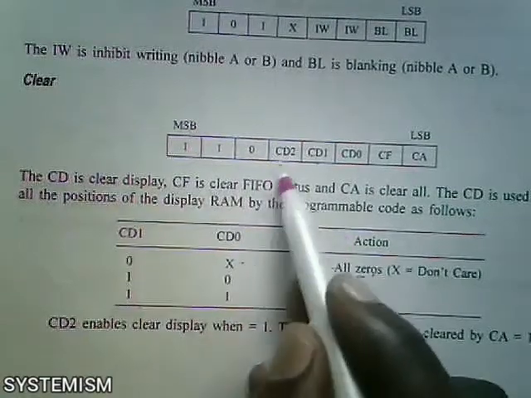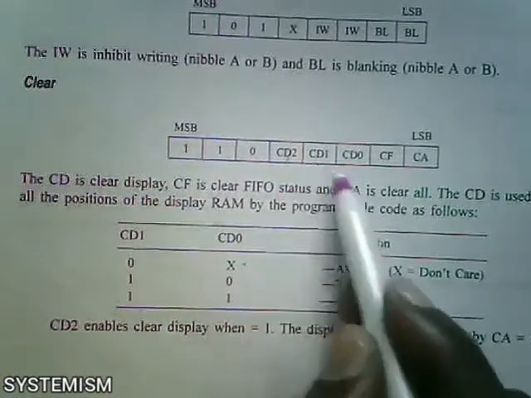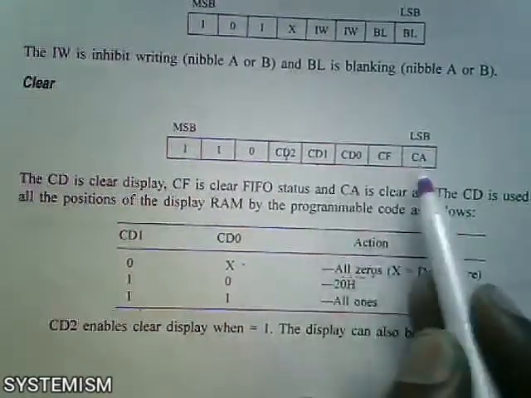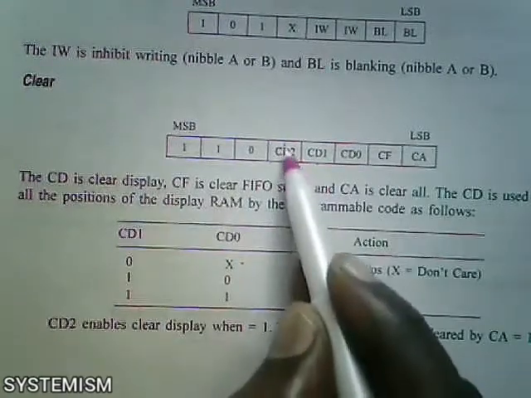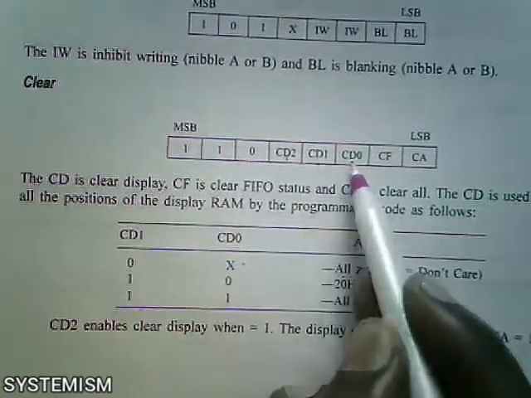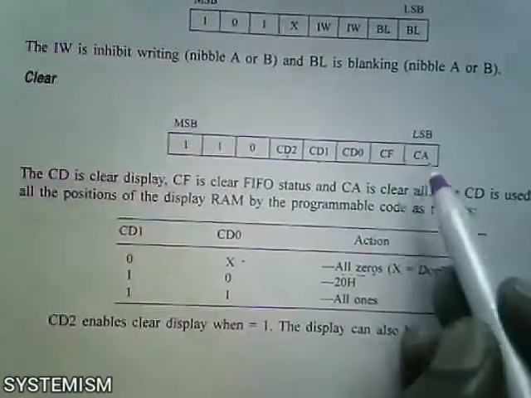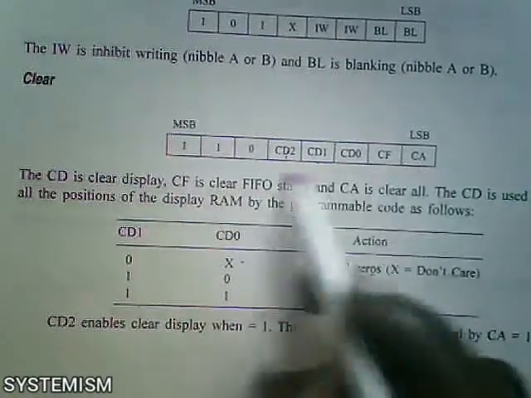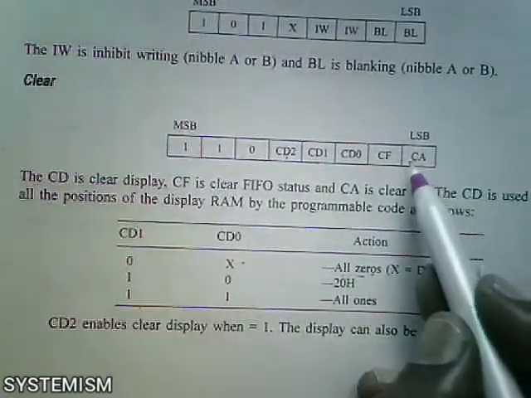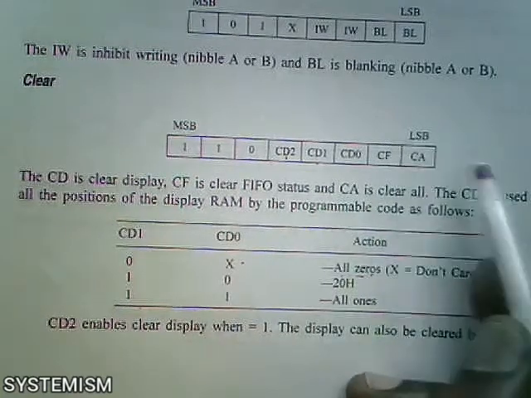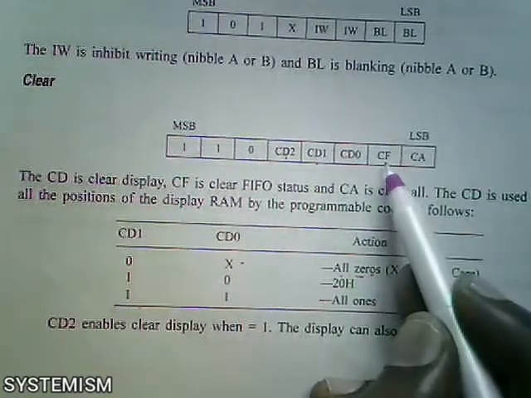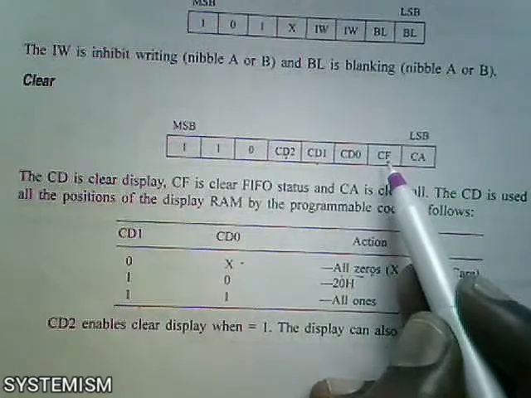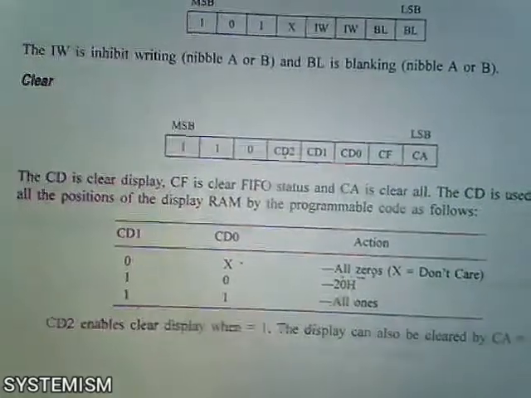If you put 1 in CD2, then only these bits will be activated. CD1 and CD0 are used for this purpose. You can clear the display by putting 1 here, so clear all, and the display will be cleared. You can clear your FIFO RAM by putting 1 here. So this is your clear command word.